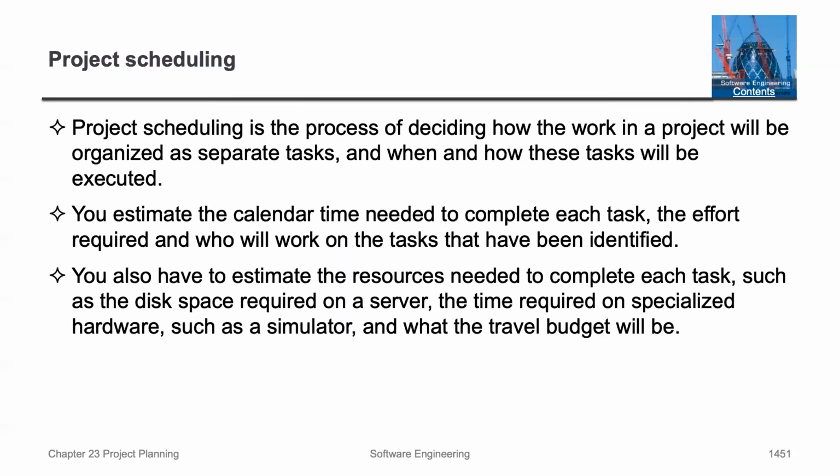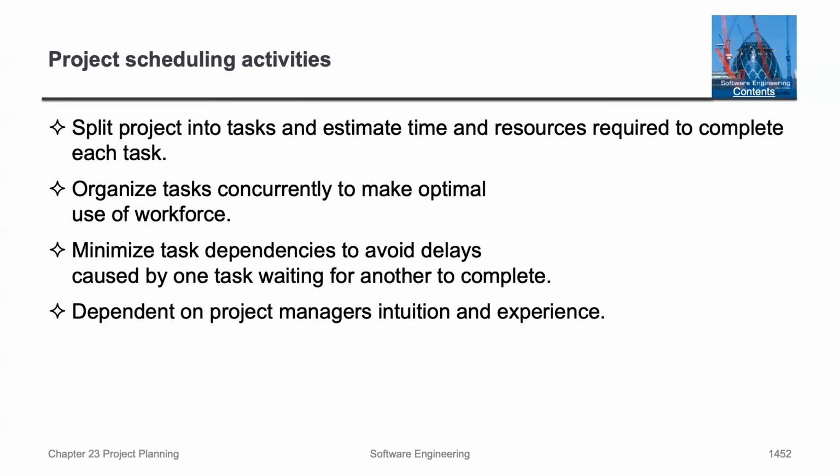Project scheduling is a process of deciding how the work in a project will be organized in separate tasks and when and how these tasks will be executed. You estimate the calendar time needed to complete each task, the effort required, and who will work on the tasks that have been identified. You also have to estimate the resources needed to complete each task, such as the disk space required on a server, the time required on specialized hardware, such as a simulator, and what the travel budget would be.